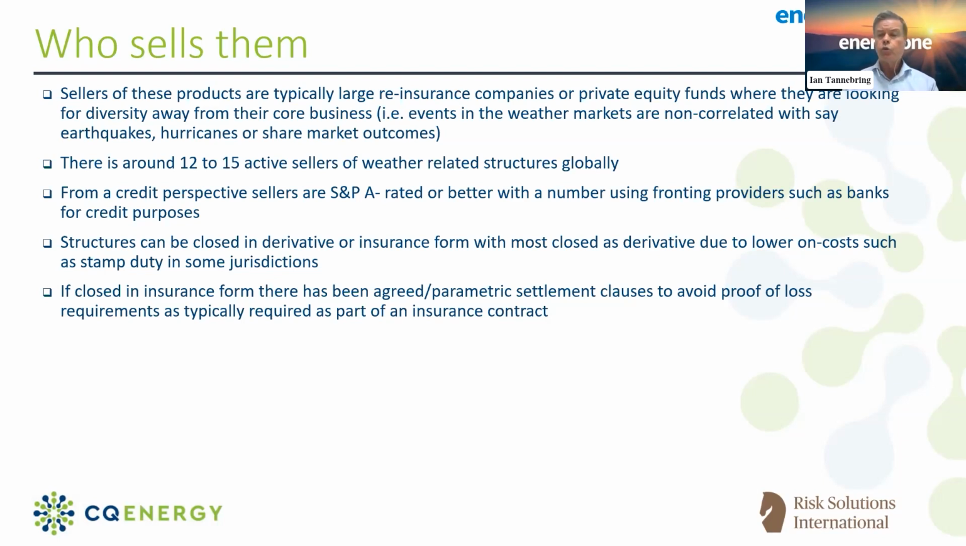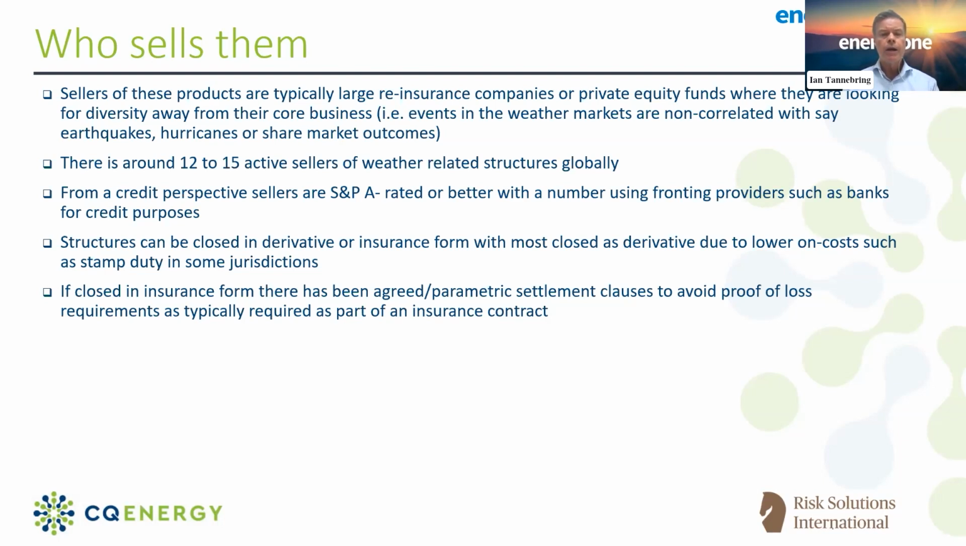There is around 12 to 15 active sellers of weather-related structures globally. Most are based in the US and Europe. Some are based in Bermuda. And from a credit perspective, typically they are all S&P A-rated or better, because most of these products, the buyer is actually paying a premium. And so from a credit perspective, the credit needs to be strong, especially with the limits that are out there on offer.